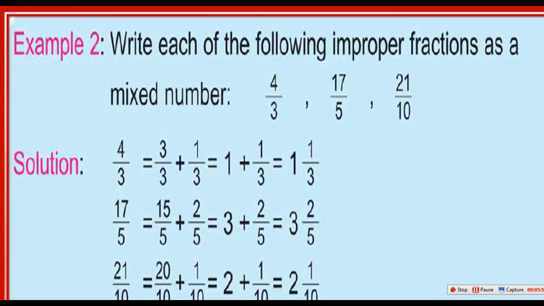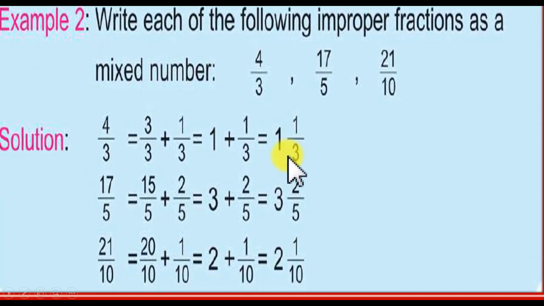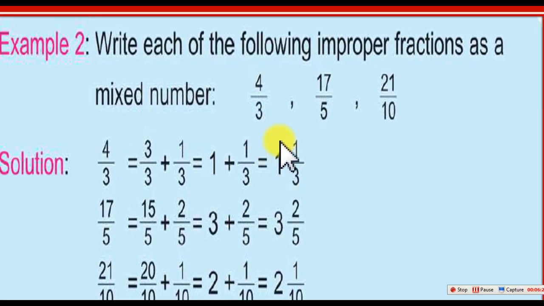Example number B. Write each of the following improper fractions as a mixed number. How can we convert improper fraction to a mixed number? If I want to convert 4 over 3, for example, try to ask yourself, 4 divided by 3 equals what? Equals 1, and we have remainder 1. Excellent. So 1 is the whole number here. 4 divided by 3 equals 1.